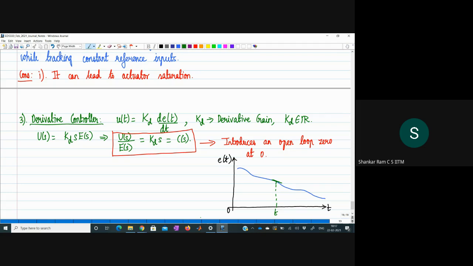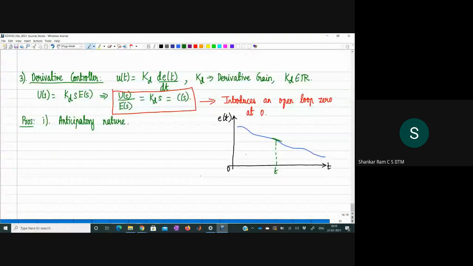So the derivative controller gives us some anticipatory behavior, right? So we get some anticipatory feel to the controller design, per se. So that's one advantage of a derivative controller.